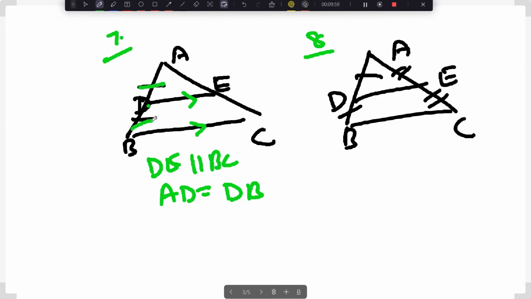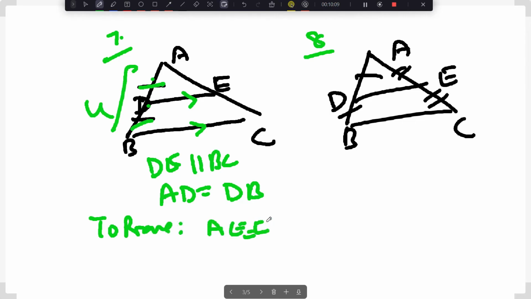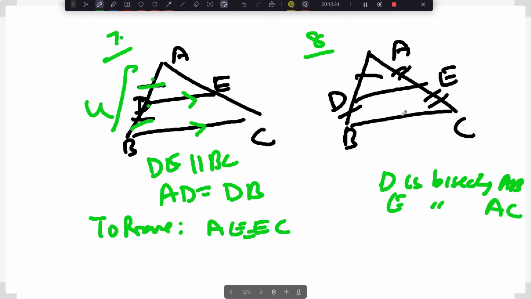Bisecting का मतलब क्या है? Equal divide करना. तो अगर ये 4 है तो ये 2 में divide हो जाएगा. So what we have to prove is AE is equal to EC. Basically, this line is bisecting the other side also, right? And इसमें उल्टा है. इसमें हमको ये पता है. We already know that DE is a line such that D is bisecting AB and E is bisecting AC, right? So this and this are equal.